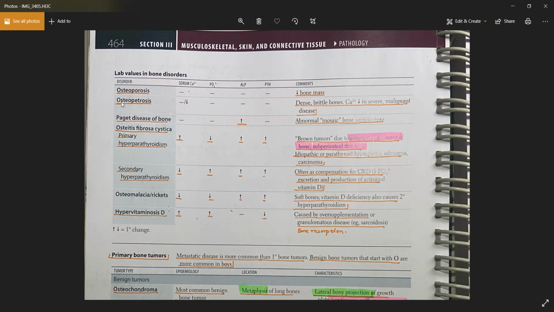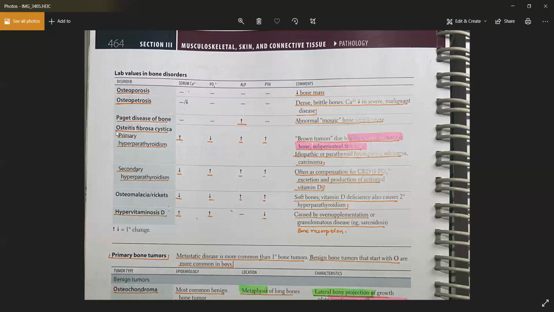In case of osteopetrosis, you will sometimes have a normal calcium or sometimes a low calcium level, because of too much utilization of the calcium for the bone formation. All the other levels would be normal, right? The third one is Paget's disease of the bone, in which you have only an increase in the alkaline phosphatase. All the rest of the levels are normal.